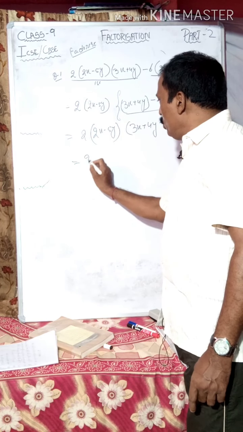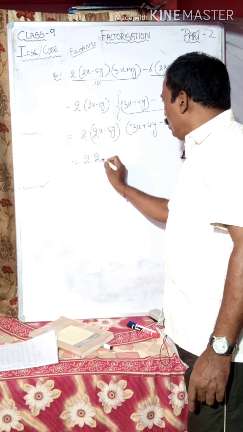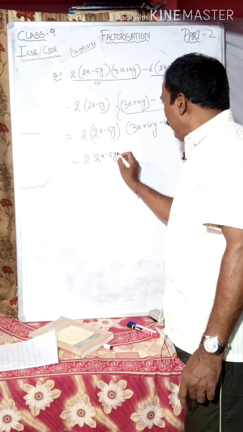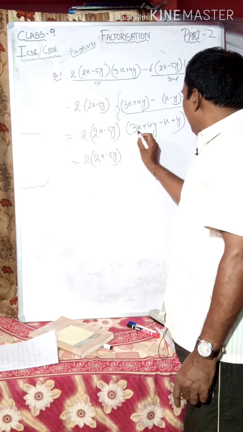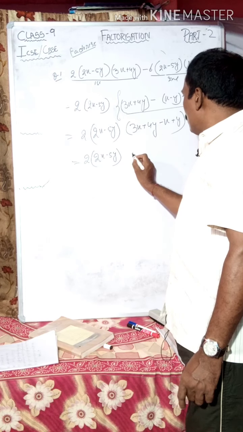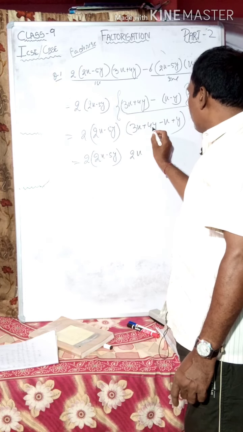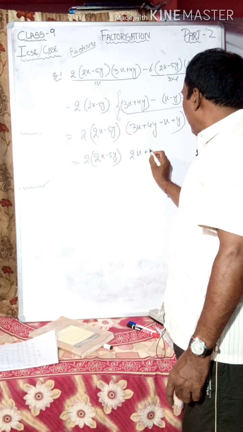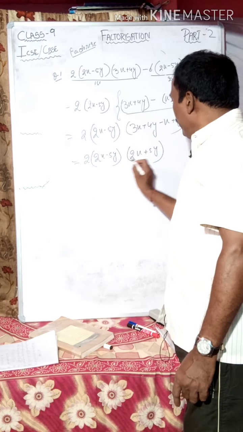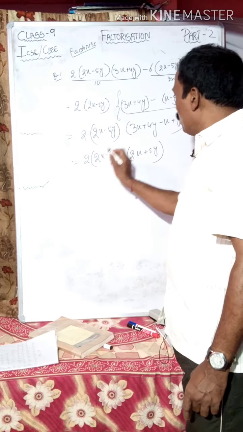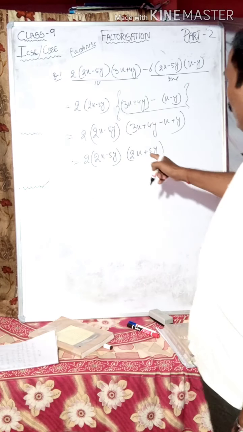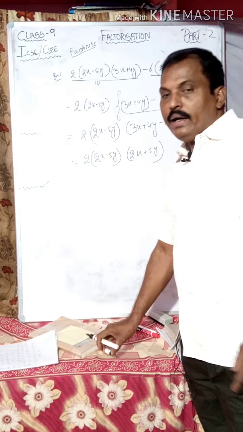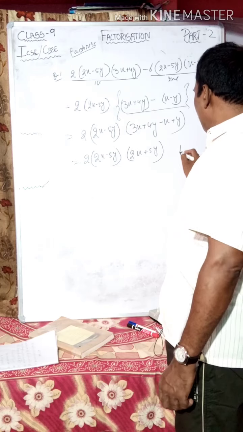That is equal to 2 into 2x minus 5y, then 3x minus x is 2x, 4y plus y is 5y. So 2 into (2x minus 5y) whole into (2x plus 5y). This is the factorization, or the answer.